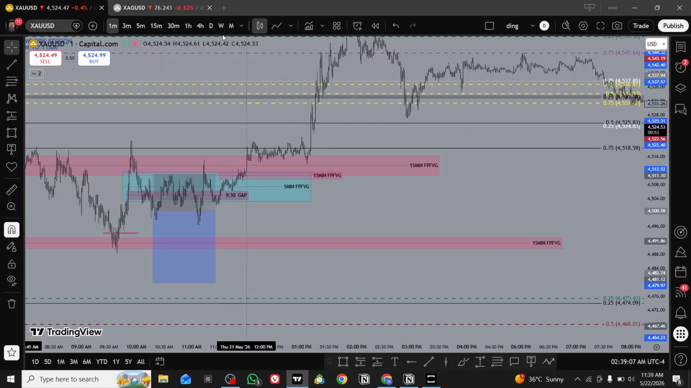Should I start? Should I show the execution first, or should I start showing from the higher time frame, and by the time we go to the low time frame, the trade will be visible and we'll talk about that. Let's start from the higher time frame.